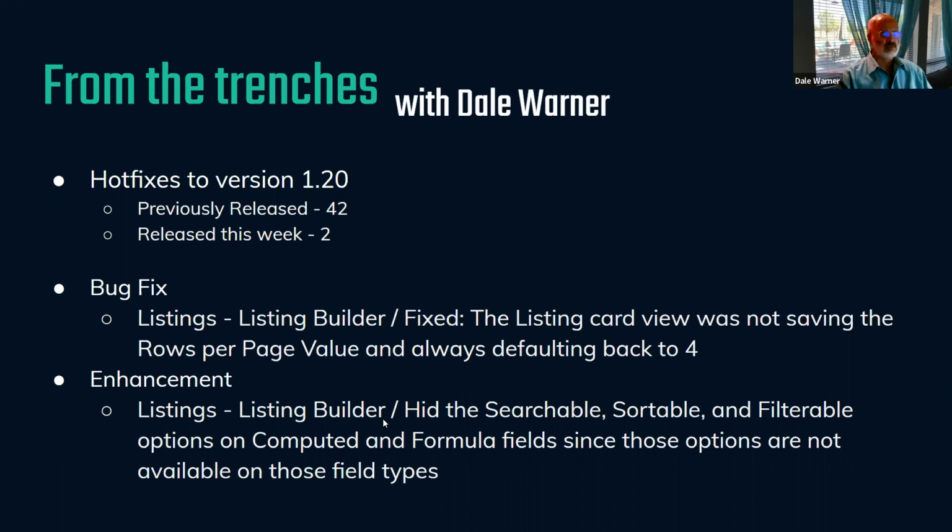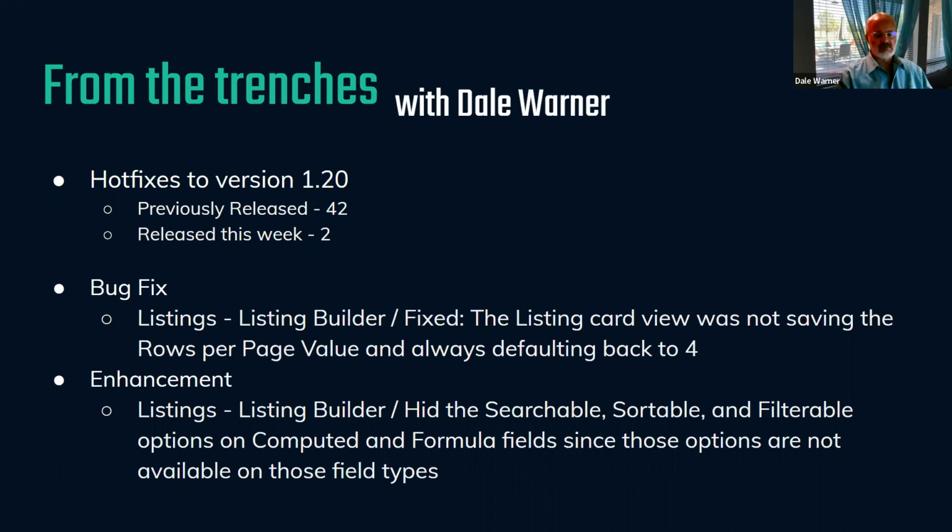I know at least one person on the webinar today will be happy to know that we have fixed in our listing builder the ability to save the rows per page value when you're using the card view. Previously, regardless of how you tried to set this card view, it would always set back to 4 cards per row. That's very inconvenient for either large or small screen like mobile devices. So the setting now saves properly, and you can get the impact that you're trying for with the listing view.